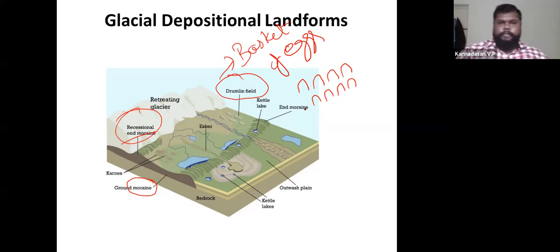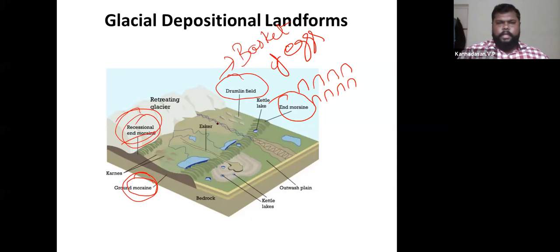As I said, when it is the end, it is the end moraine. When it is near ground, it is ground moraine. When it is somewhere in the middle, recessional moraine. So depending upon the place, just the name differs. Moraine means simply deposition of glacier.